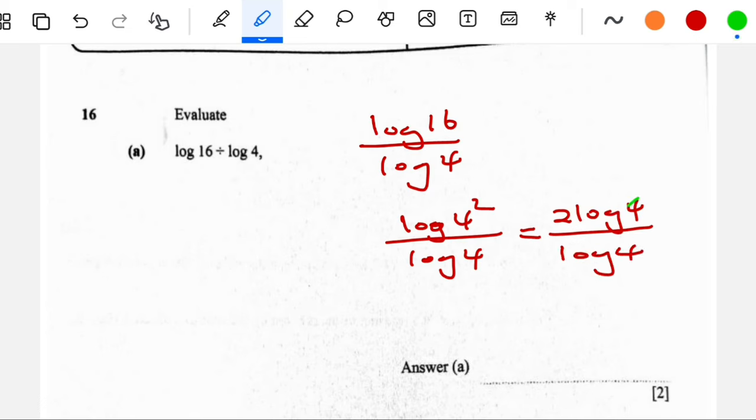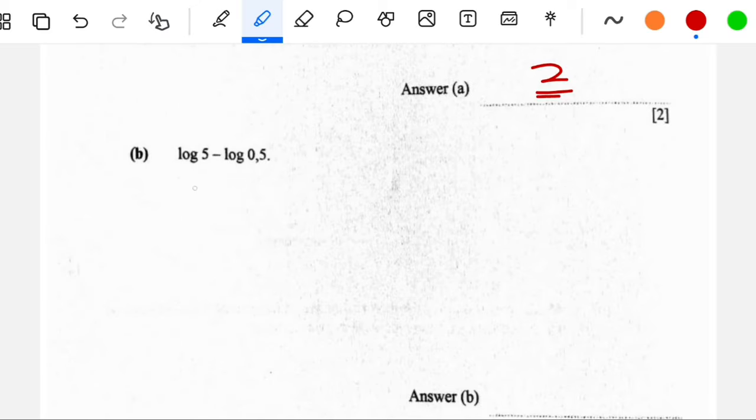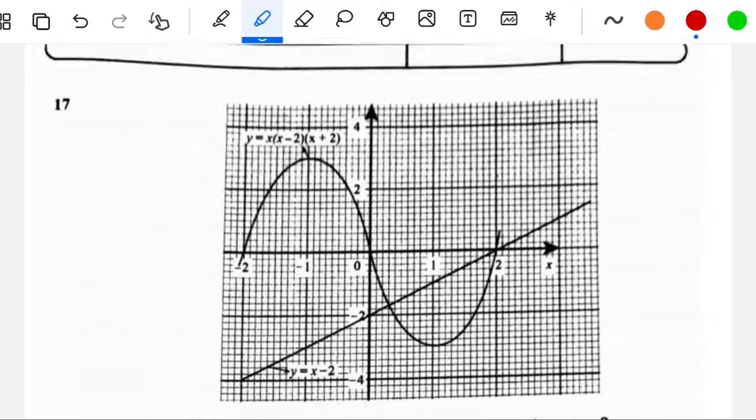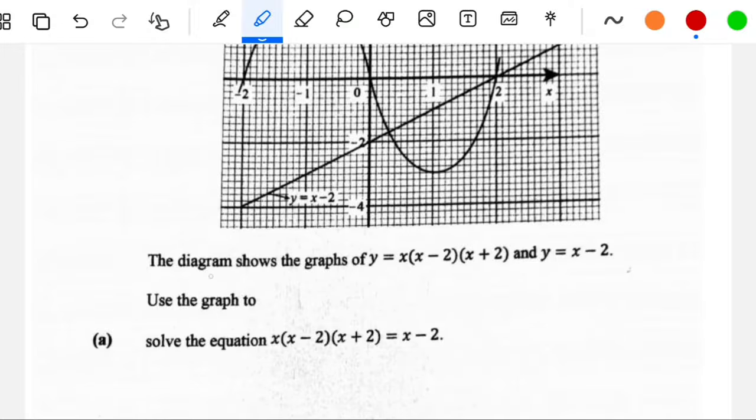Then these ones will cancel, and I'm going to remain with what? With the 2 as my answer there. Then this one by laws of logs, I've got log 5 divided by 0.5, which is equal to what? 10 as my answer.